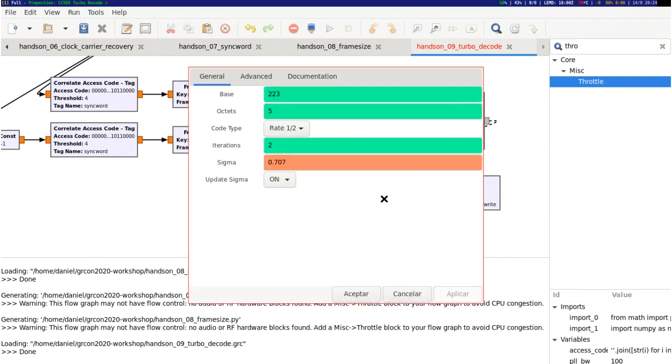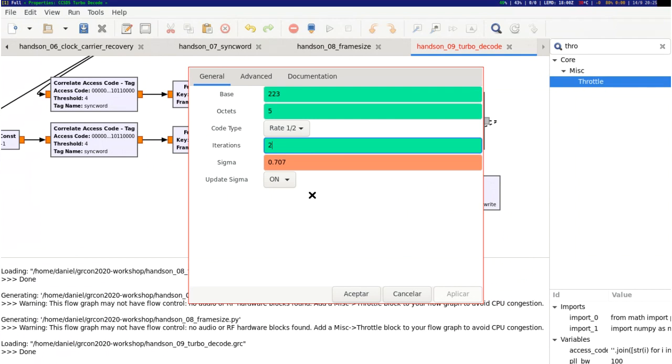A few parameters are important. The base is always 2 to 3 unless you are doing something really non-standard. Octets sets the size of the frame. This is related to the 17,000 bits we are selecting, and the correspondence is detailed in the CCSDS Blue Book. The code rate 1/2 is also important. And here we have iterations. The more iterations we put in, the better the decoder will perform, but the slower it will be.